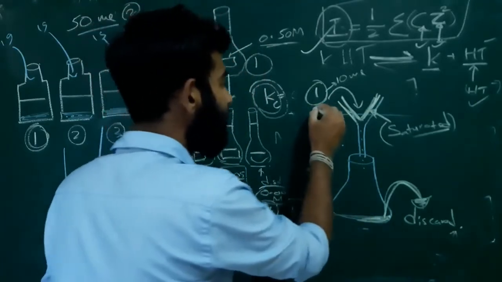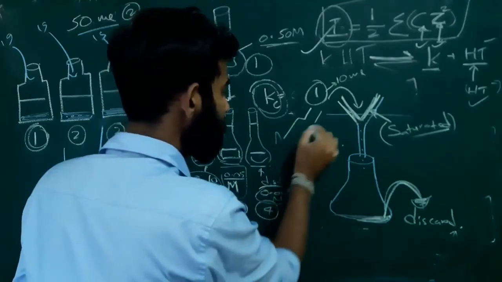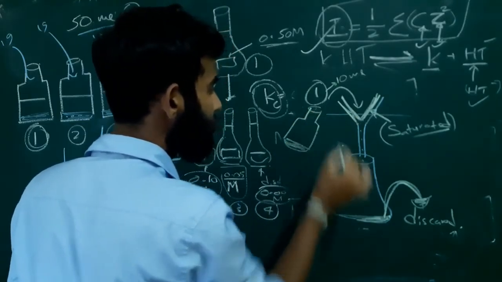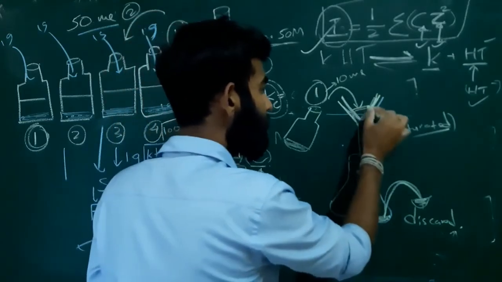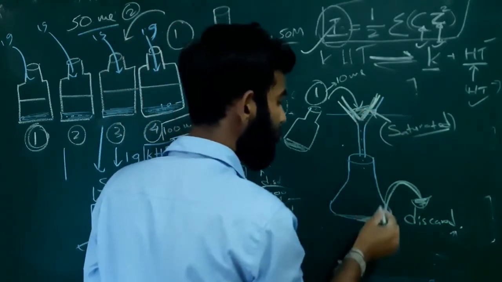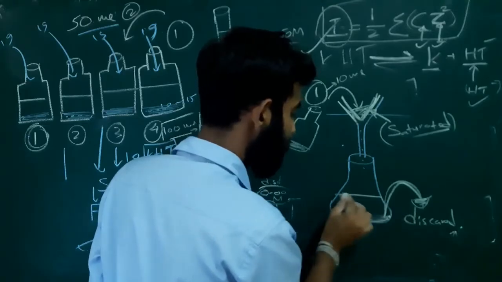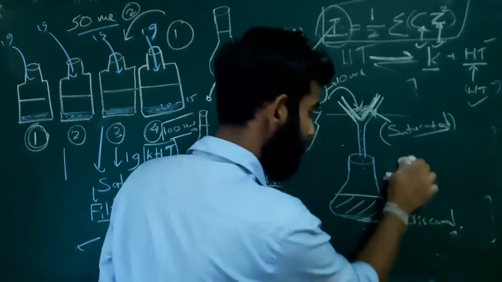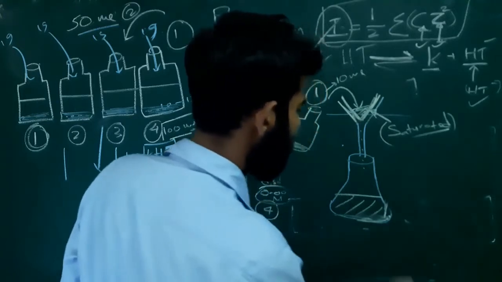Now we will filter our first solution, which contains undissolved potassium hydrogen tartrate. The potassium hydrogen tartrate will remain here. Now the solution will come. We will get a precipitate-free, deposit-free, clear solution.